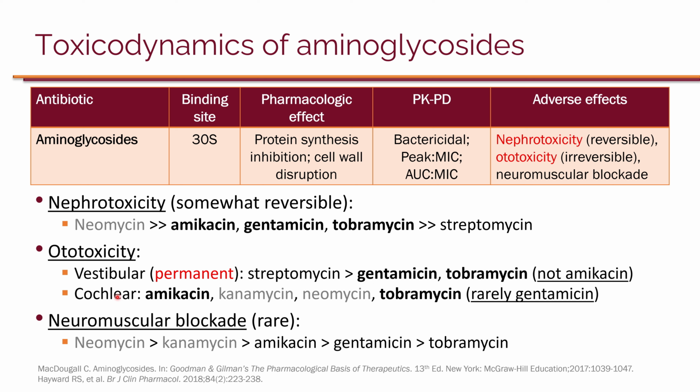Now cochlear toxicity is what leads to tinnitus and hearing loss, and amikacin does have this toxicity. So amikacin and tobramycin can lead to cochlear toxicity, but rarely gentamicin. Gentamicin and streptomycin mostly cause vestibular toxicity as opposed to cochlear toxicity. Now, there is some genetic component to this, so there are certain pharmacogenomic characteristics that essentially make certain patients more susceptible to these toxicities.